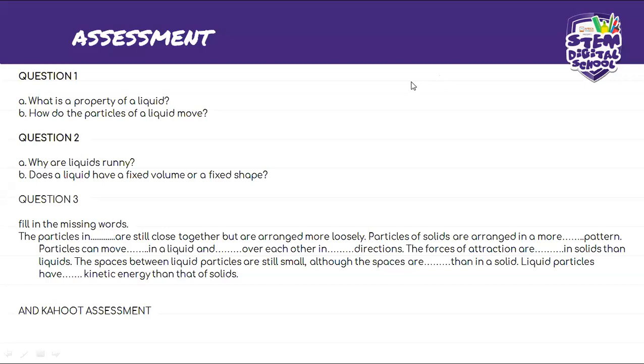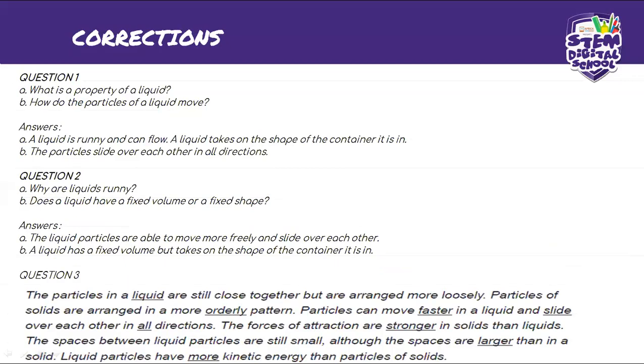All right. So let's see. If you are done with number one and number two, or even only number one, these are my proposed answers. Question one says, what is a property of a liquid? And question 1B, how do the particles of a liquid move? So listen, a liquid is running and can flow. A liquid takes on the shape of the container it is in. The particles slide over each other in all directions.